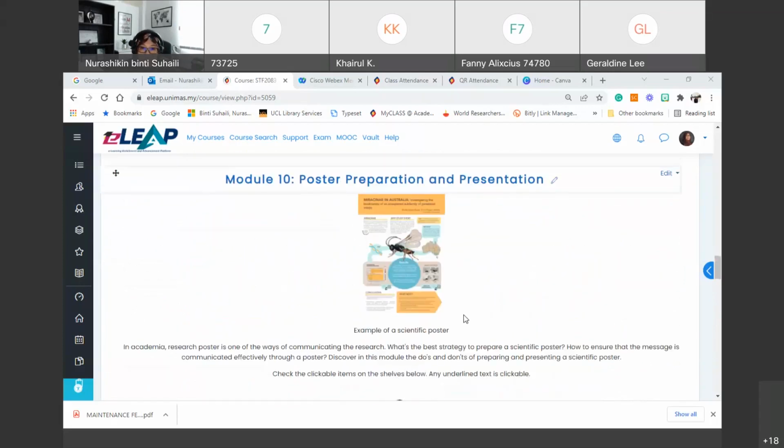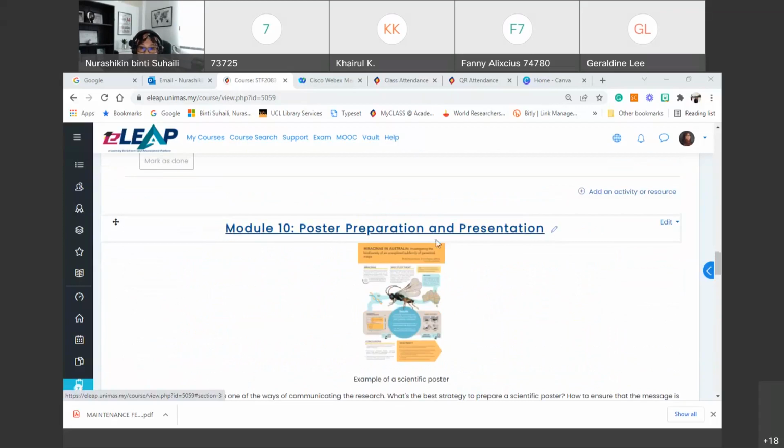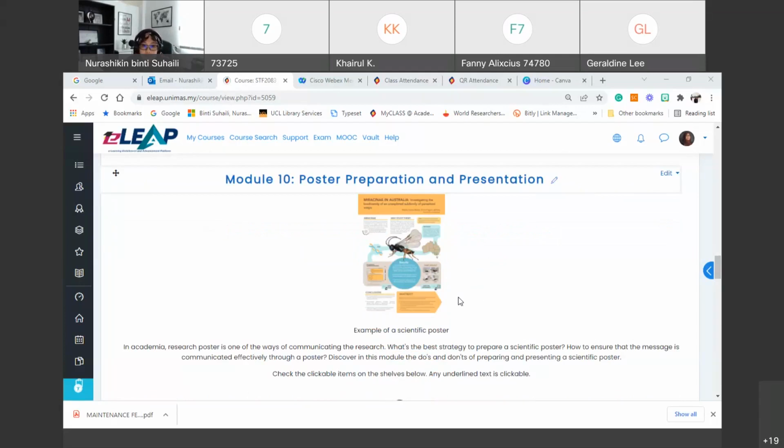Before that, module 10 is about poster preparation and presentation. So what we are going to cover today is how to prepare a scientific poster and what are the things that we need to take note of when we prepare one, because a scientific poster is different from any other informal or casual poster. There are a few things that we need to add and include in a scientific poster. So that's what we're going to cover today.